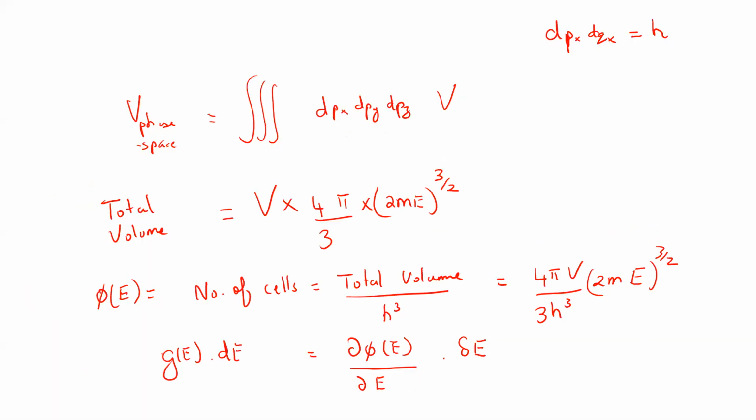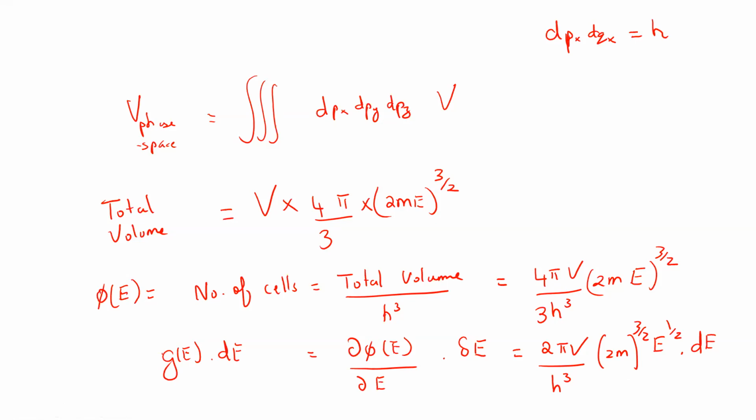When you differentiate this quantity with respect to E, let me write out the answer. You can check the differentiation. The answer you'll get is 2 pi V over h cubed times (2m) to the power 3 by 2 times E to the power of half dE. So when you differentiate this quantity, you get this term. This gives us the density of states.